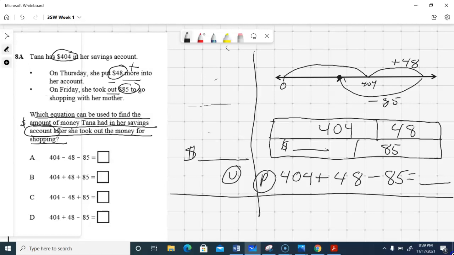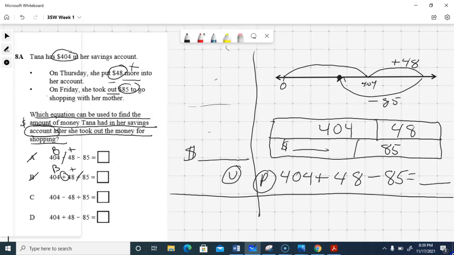A has what she started with in the bank. And this is what she added to the account. So we would not subtract 48 from 404. This one right here is what she had in the bank, and it has her adding what she put in the account. That's right. But right here it has her adding the amount that she took out. That does not work. So we would eliminate A and B.